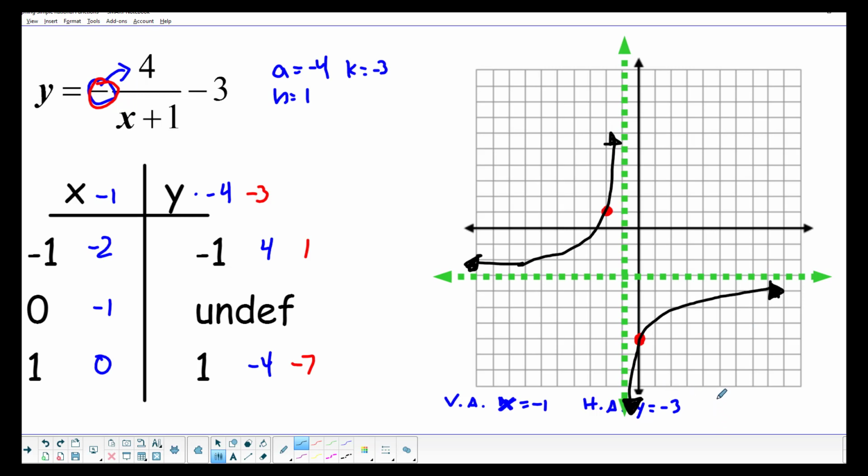Okay, finishing up with domain and range, we have x cannot equal -1 and y cannot equal -3. That's simple. Okay, go ahead and get started on your assignment, guys.